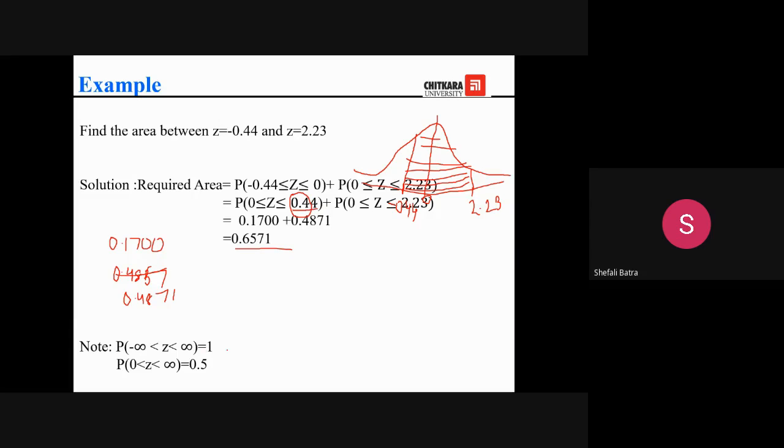And this I have already told you, that minus infinity to infinity means the total area is 1 and 0 to infinity is 0.5. Similarly, minus infinity to 0 is again 0.5. Now, find the area to the right of z is equal to minus 1.25. Now, you will be telling me the answer. This is your bell curve. At z is equal to minus 1.25. And you need to find out the area to the right of this. You need to find out all this area.